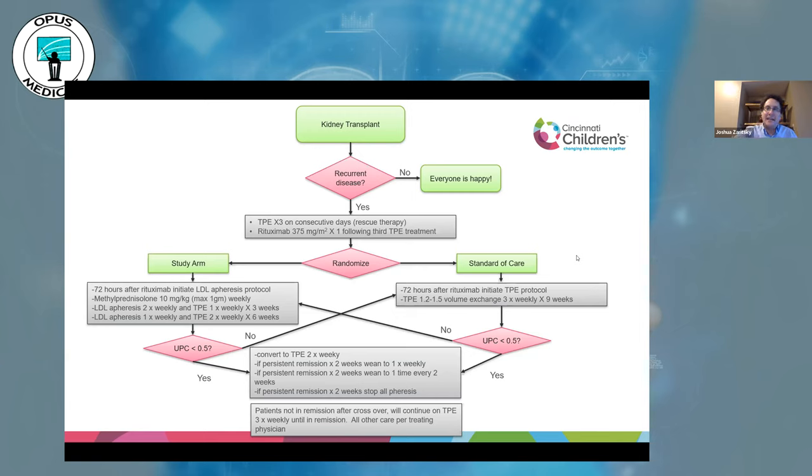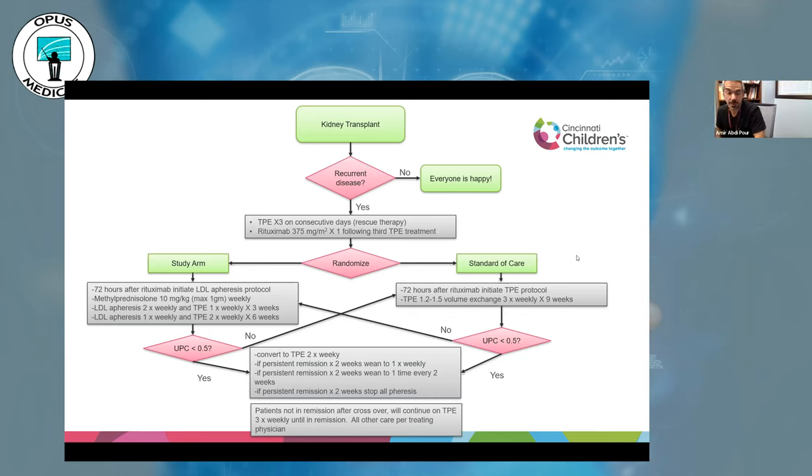But I'm hoping this study will be a stepping stone. I'm also hopeful that this study is going to give us some real data that will go into the apheresis Bible, a randomized controlled trial of how well apheresis works as the standard of care, so to speak.